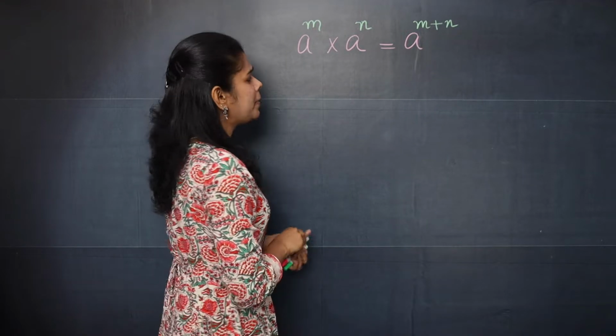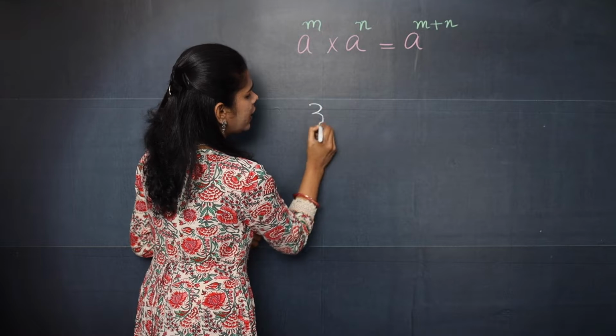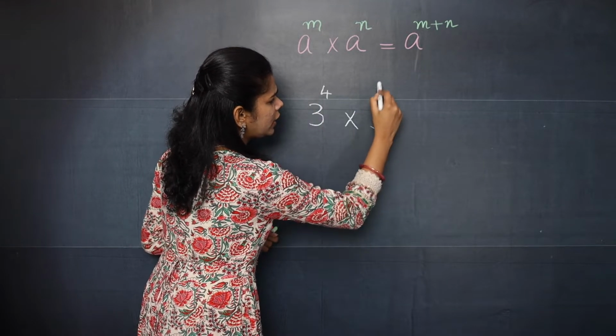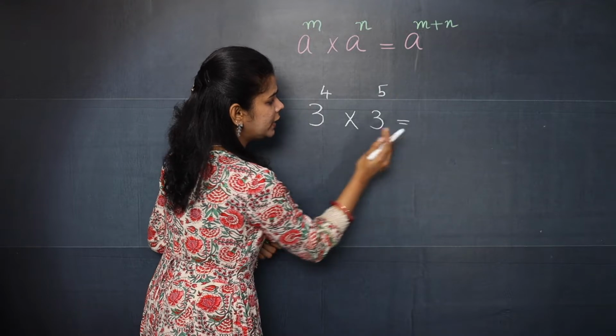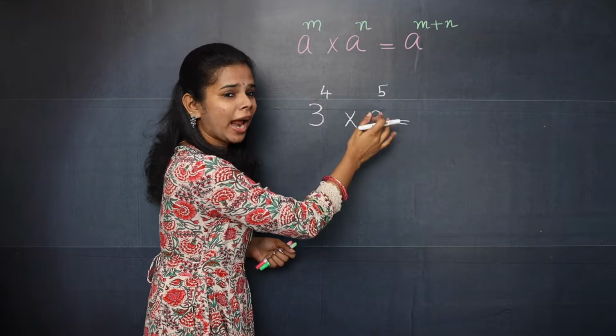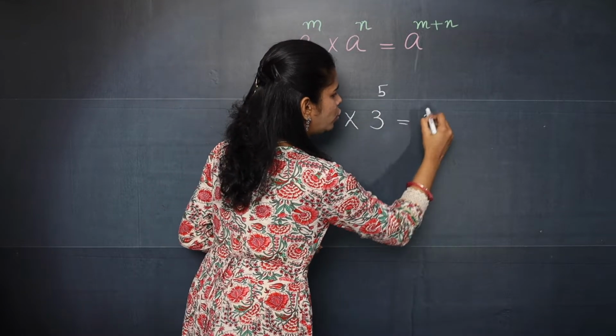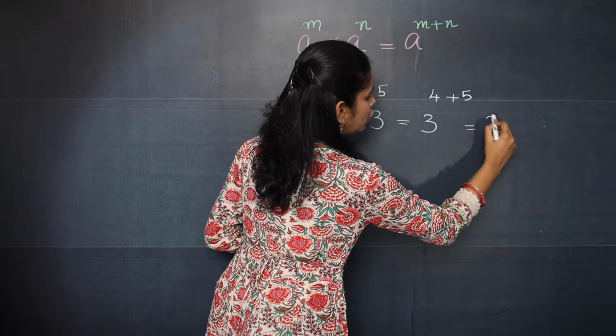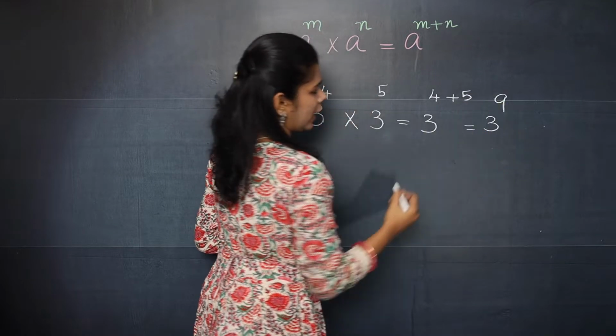Now let us see some examples. 3 raised to 4 multiplied by 3 raised to 5. So you can see you have the same base. So what you should do? You should add the powers. So 3 raised to 4 plus 5, and that is equal to 3 raised to 9.